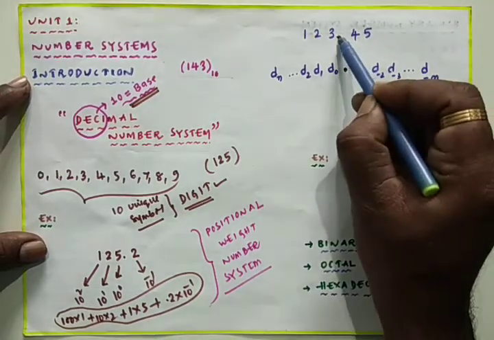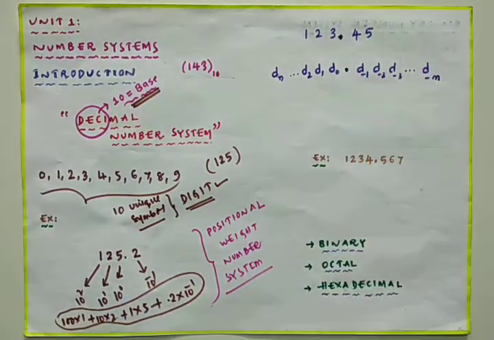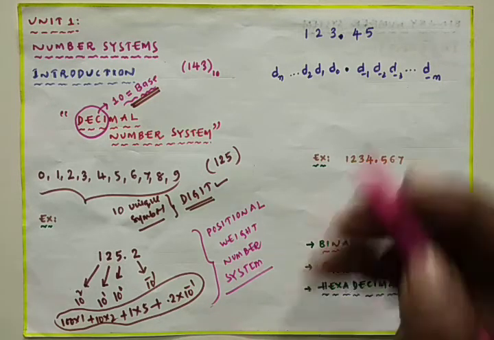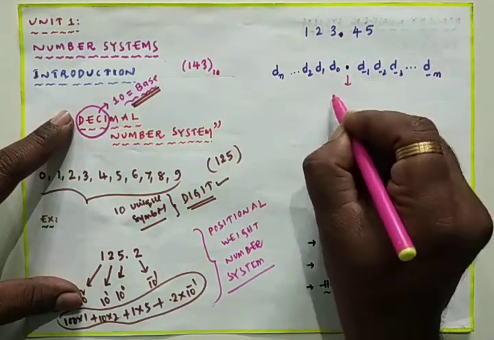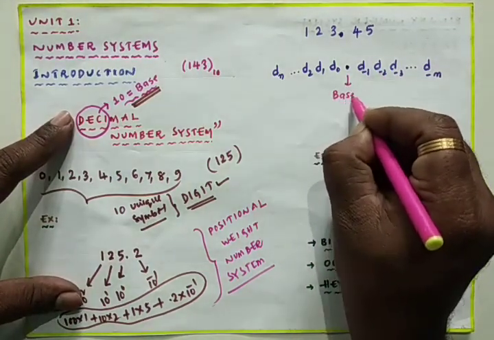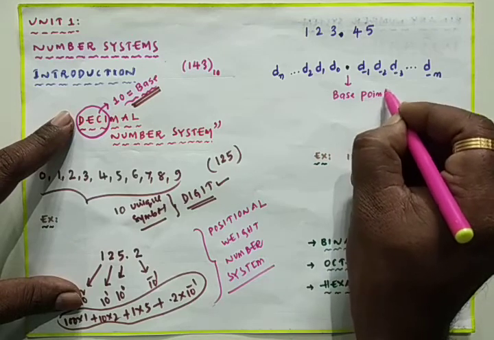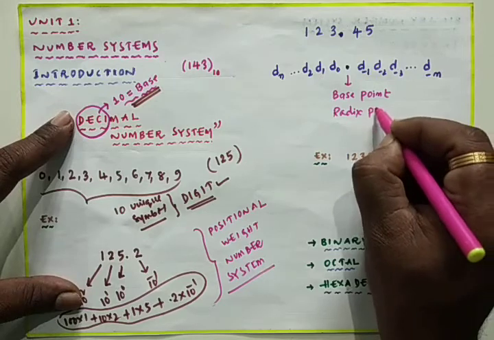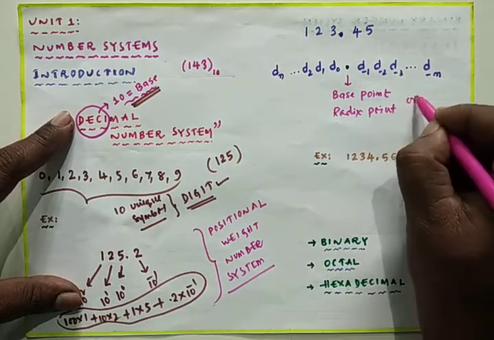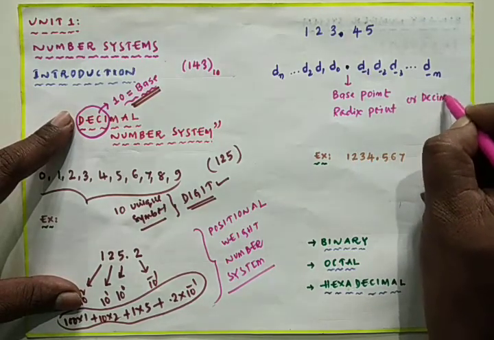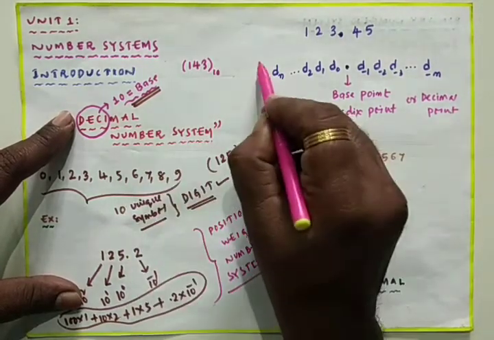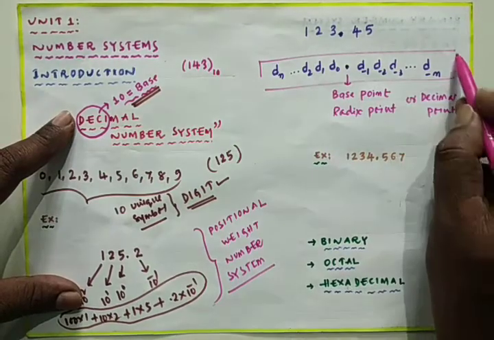And here this point is also called the base point, or radix point, or the decimal point. We can call this point a base point, a radix point, or a decimal point. It is the decimal point. Then this is the general representation of the decimal number system.